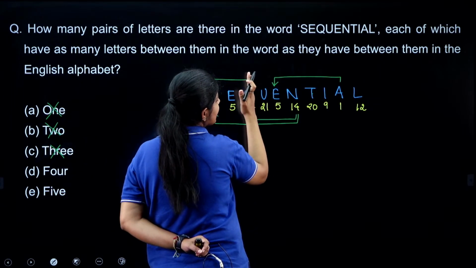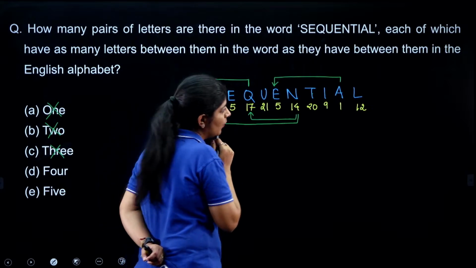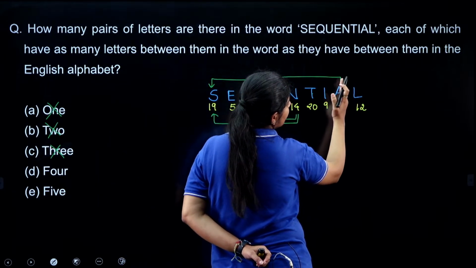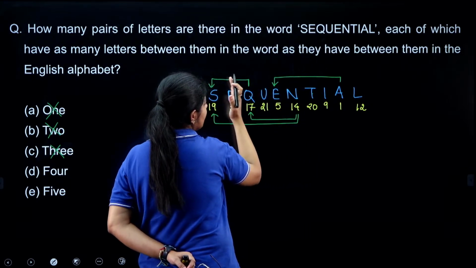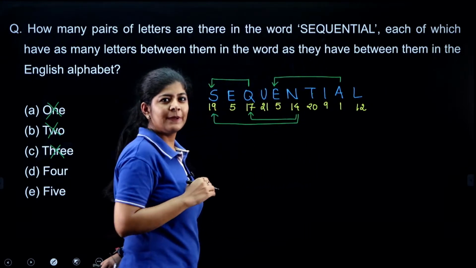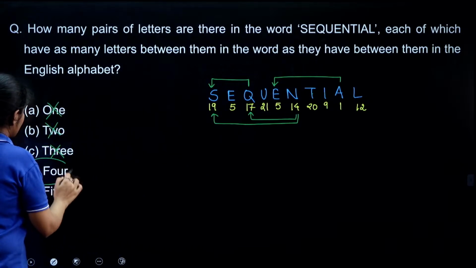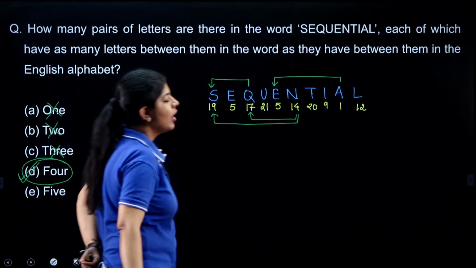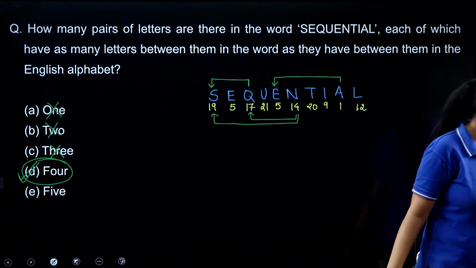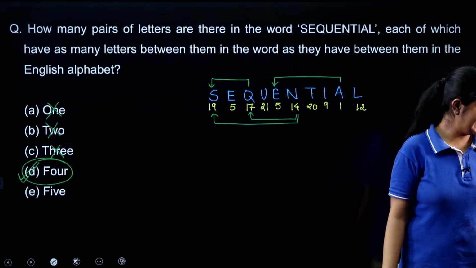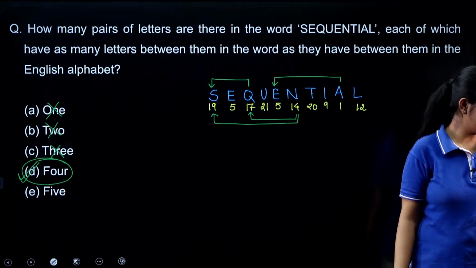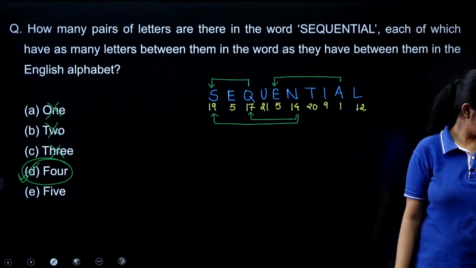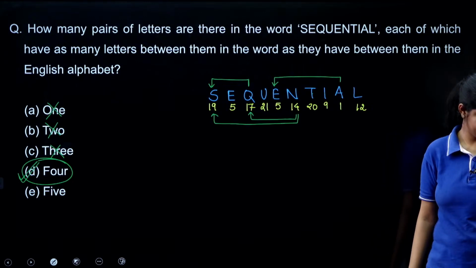5, 6, 7, 8, 9. No. Next. 12, 13, 14, 15, 16, 17, 18, 19, 20, 21. So, how many pairs did we get? Ultimately, we got only 4 pairs. Option D is the correct one. How many pairs did we get? We got 4 pairs, right? Very good, Ganesh. Very good, Rani.